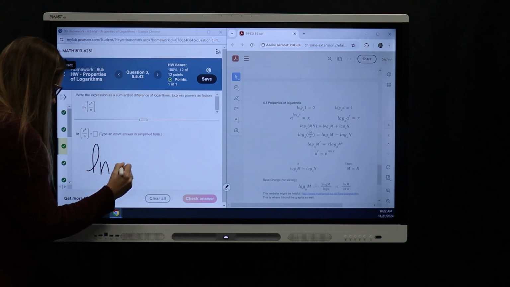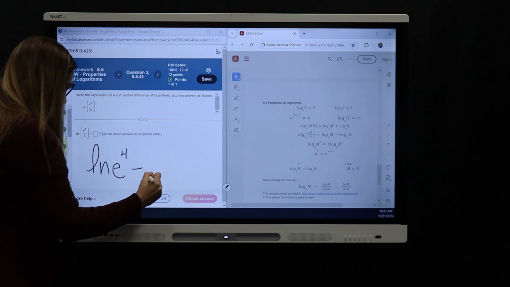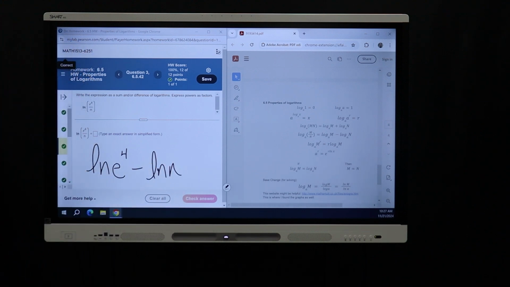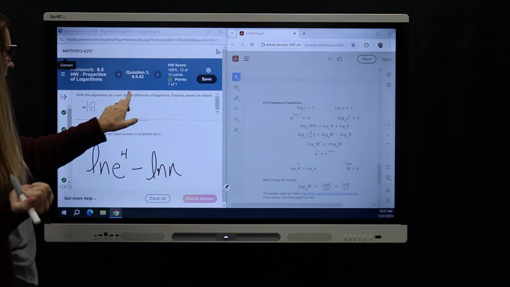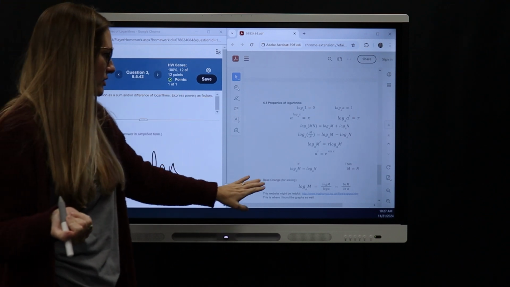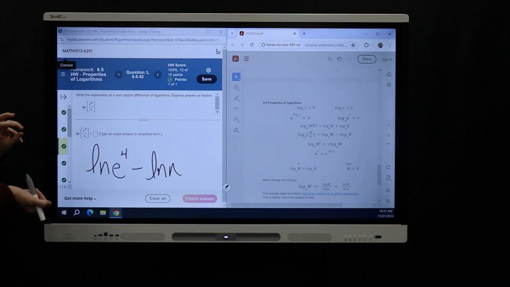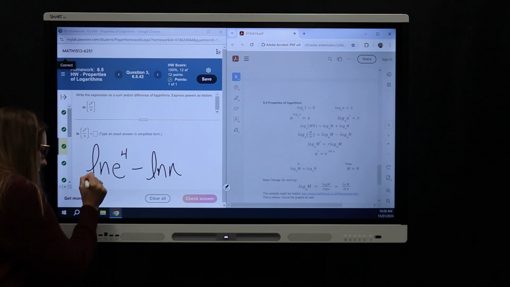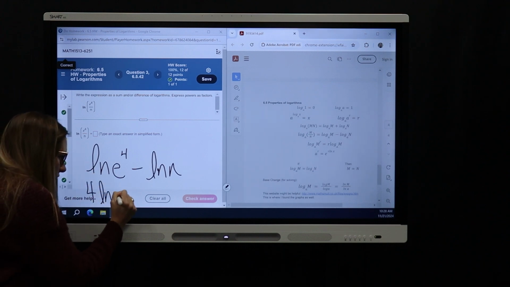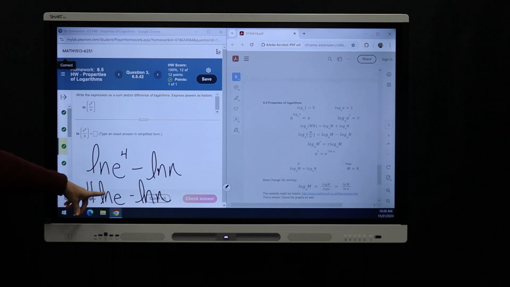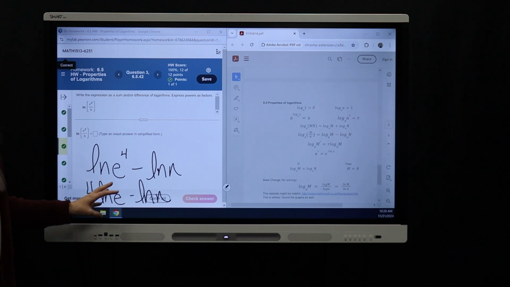So let's write that part out. Natural log of e to the 4th, subtract the natural log of n. I should not have written so big. Okay. Then these powers, what it's saying, express powers as factors. So when we have a power, it brings it to the front. It's the same thing, we're just rearranging this. So I'm going to move it forward, and I'll leave natural log of e, subtract the natural log of n. But we know right here that these are the same things. They're opposites of each other. It'd be adding and subtracting the exact same thing.